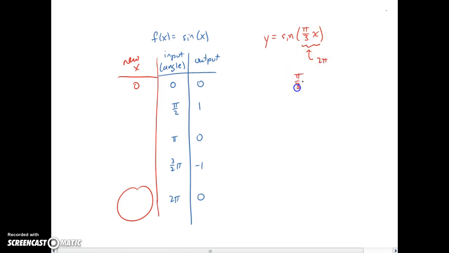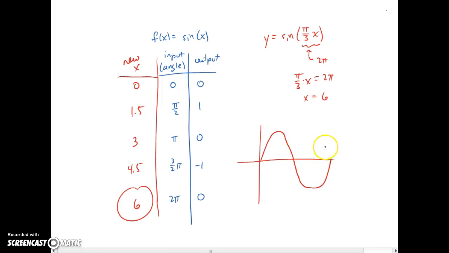So I got pi over 3 times x equals 2 pi. So I multiply both sides by 3 divided by pi, and I get x equals 6. So in other words, this period is going to be 6, and so I can fill in the pieces here. Halfway through the period I'm at that point again, and then there and there would be my other x values. So when I go to graph this, I tend to graph the function because I know it's the sine function, and then I just kind of label where things are. That's 6, that's 3, that's 1.5, that's 4.5. We're still at 1 and -1.